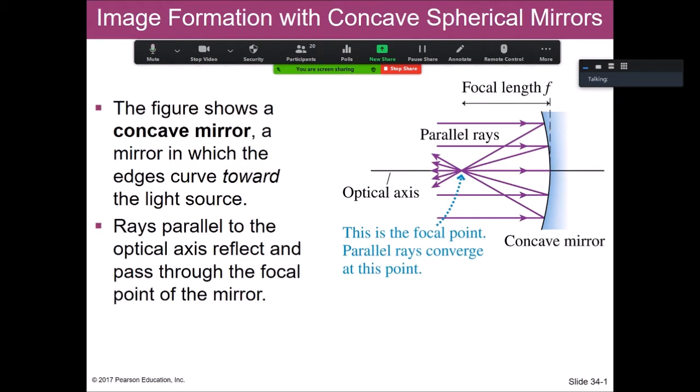And what's happening here is we have parallel rays coming in. They reflect off the mirror surface, if it's spherical, and they all come back down to a point. That's if the rays are parallel, by the way. And that point is what we call our focal point. That's going to be a very important aspect of doing these problems. So let's look at an example of this.